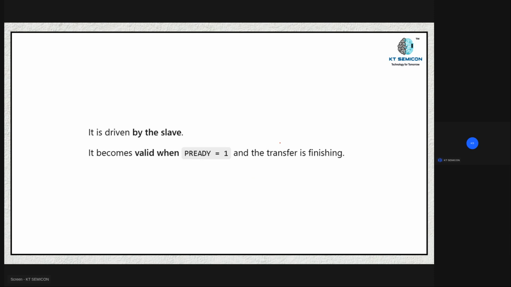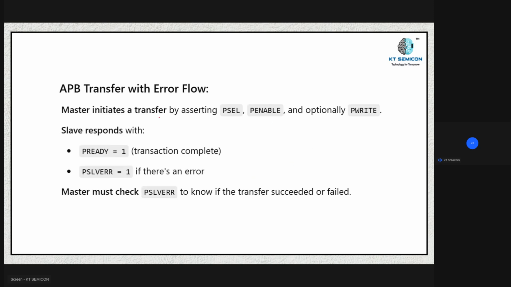Now, this particular signal is driven by the slave, and it becomes valid when PREADY is equal to one and the transfer is finished. So, the master initiates a transfer by asserting the PSEL and PENABLE signals and optionally PSTRB. Now, the slave will respond to this by asserting PREADY and PSLVERR.